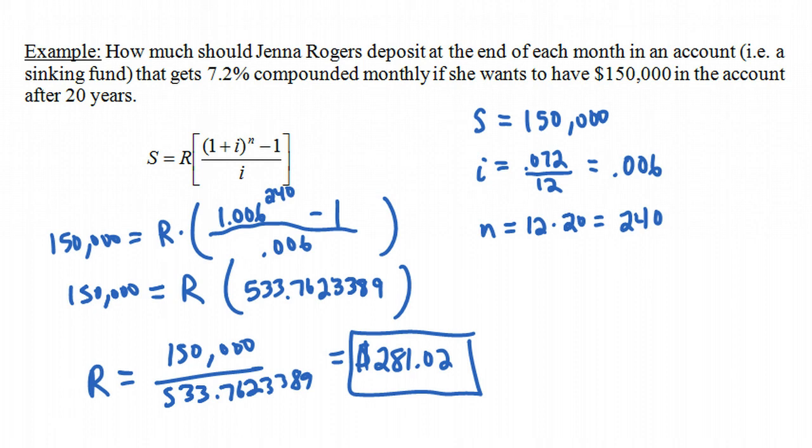So in the homework problems, if you see a problem where you have a sinking fund, you know you're talking about an ordinary annuity like this. The sinking fund is designed to have a certain amount of money in the future. And usually the question is going to be, what is the R? What are the payments you're going to have to make in order to accumulate that much money at some point in the future?